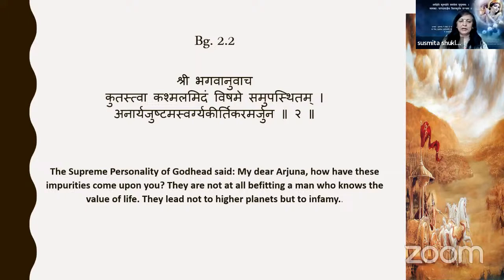So now, next two shloks, second and third. Krishna is now acting as a friend. He's scolding Arjun. He's giving him verbal slaps. Now let's listen to what Krishna says.